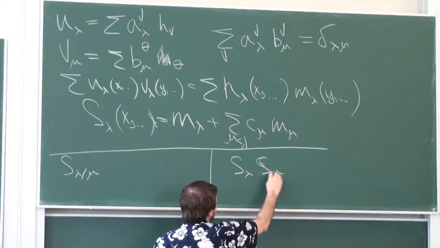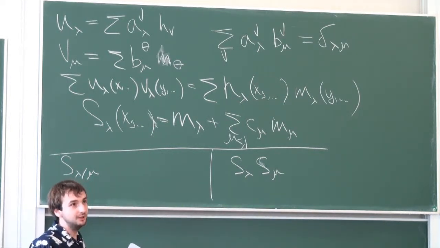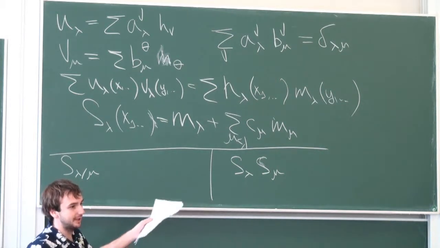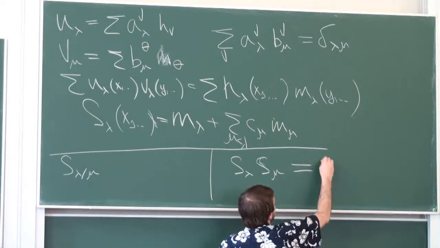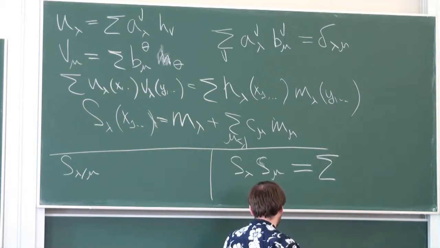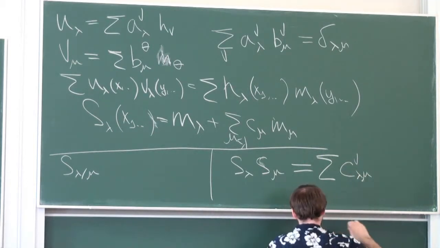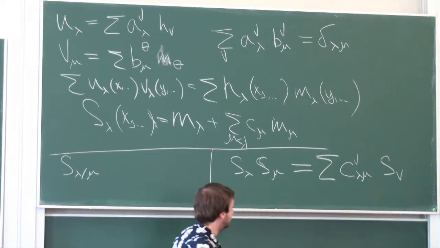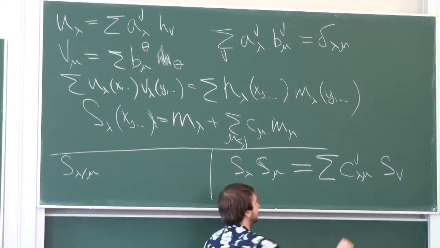When you multiply two symmetric polynomials, you again get a symmetric polynomial. Since Schur polynomials form a basis, you can again expand it as a sum of Schur polynomials. So this is the sum of C nu lambda mu S nu. These coefficients of this expansion are known as Littlewood-Richardson coefficients.